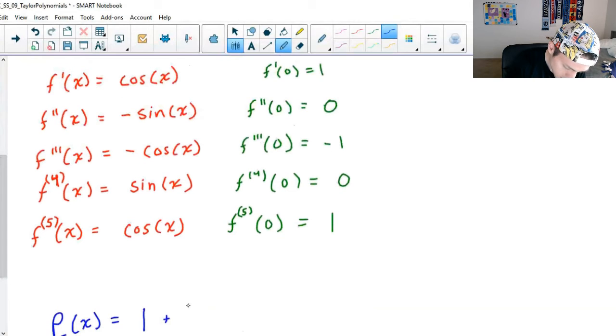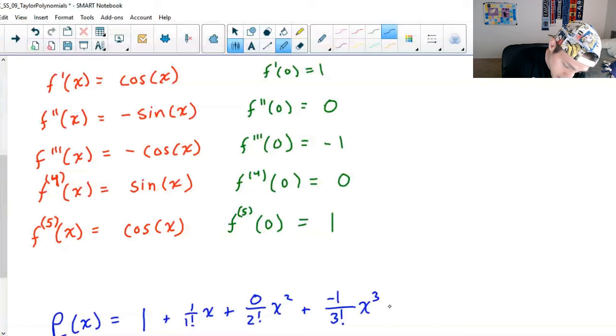Okay, plus 1 over 1 factorial times x, plus 0 over 2 factorial times x squared, plus negative 1 over 3 factorial times x cubed, plus 0 over 4 factorial times x to the 4th, plus 1 over 5 factorial times x to the 5th.